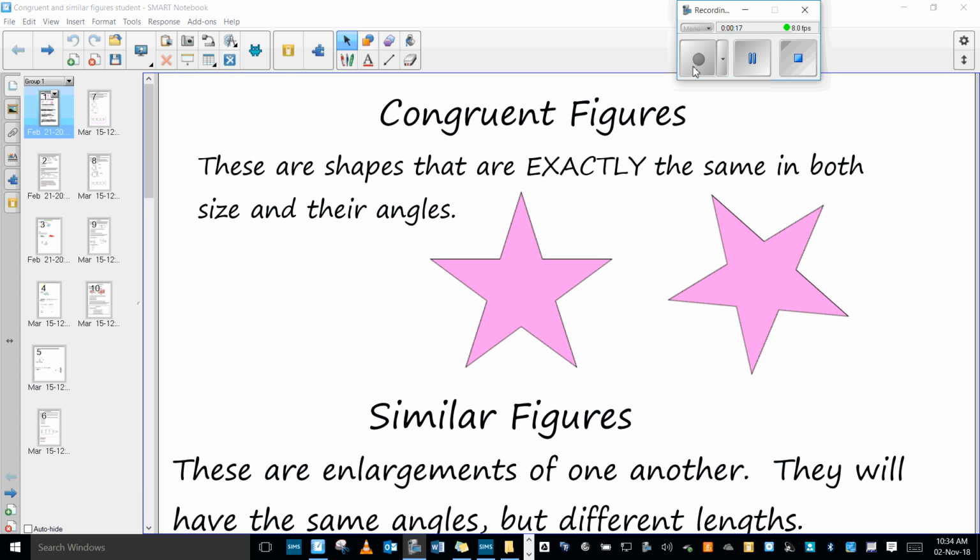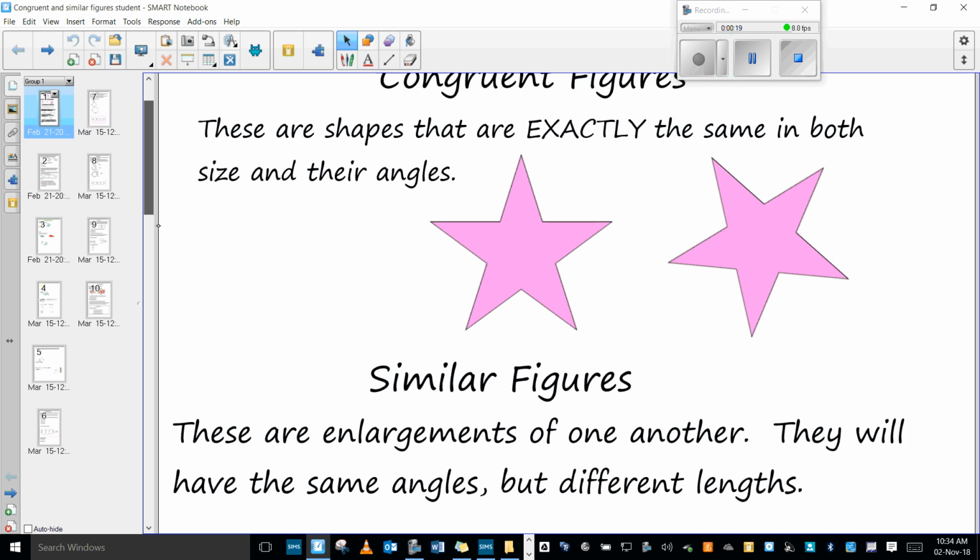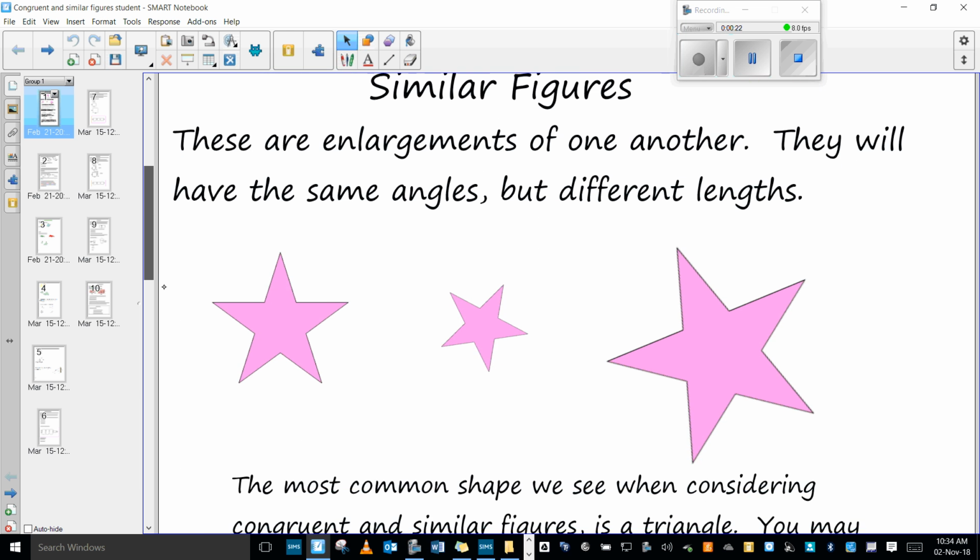Now, similar figures are enlargements of one another. Okay, so at this point, remember we talked about enlargements. Enlargements don't have to be bigger; they can be smaller as well. So enlargements can be smaller or bigger than each other. Okay, so these would all be similar figures.